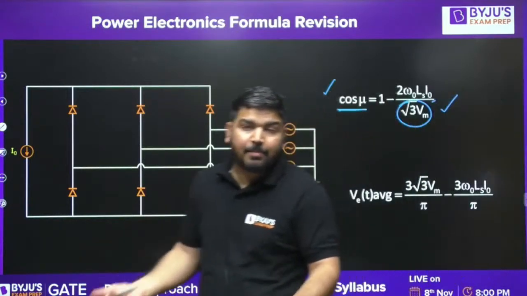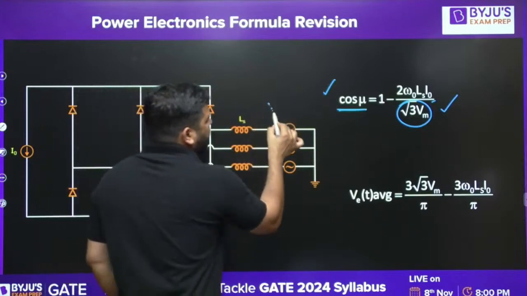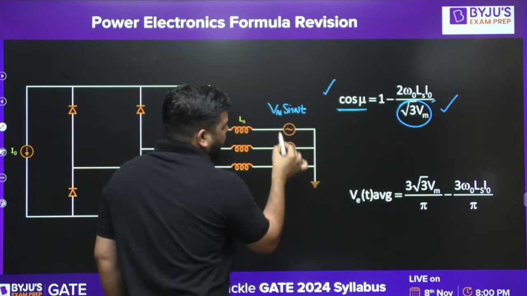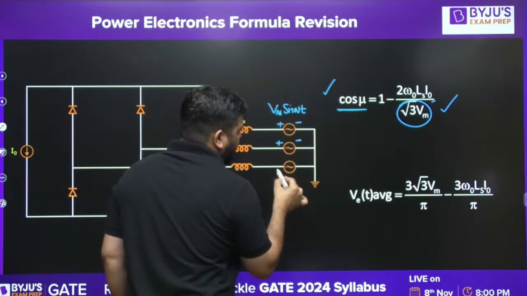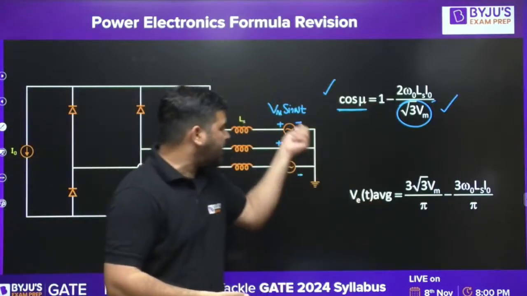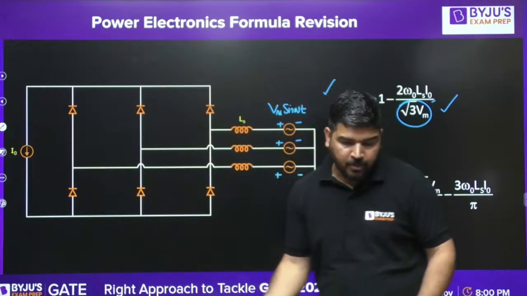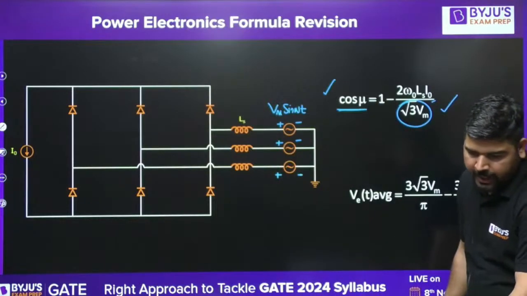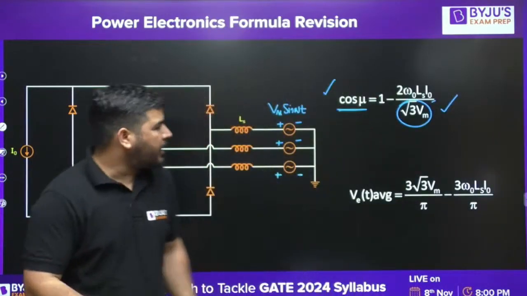But again, this formula is applicable only if the sources are pure sinusoidal. A phase is Vm sin omega t, B phase is Vm sin(omega t minus 120), and C phase is Vm sin(omega t plus 120). Then only you can apply this formula. If the source is a triangular wave or square wave, then this formula will not be applicable. So you have to be careful, guys. I hope you understood this point.